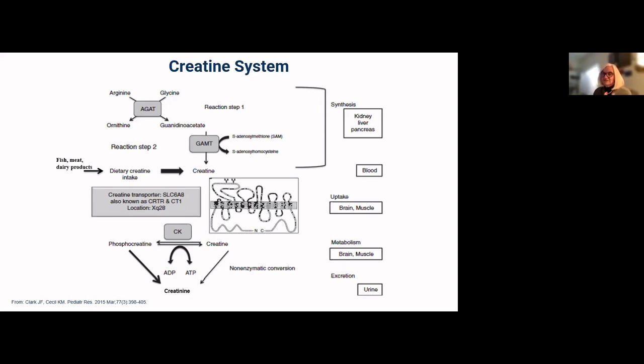Then creatine in the blood needs to reach the brain and the muscle where it can work to supply energy, and this is accomplished through a creatine transporter, which is depicted here and is responsible for the uptake of creatine. Then creatine is converted with a non-enzymatic process to creatinine, and it's excreted in the urine.